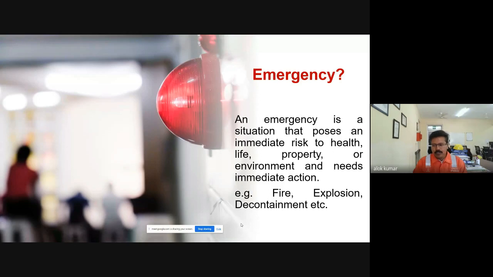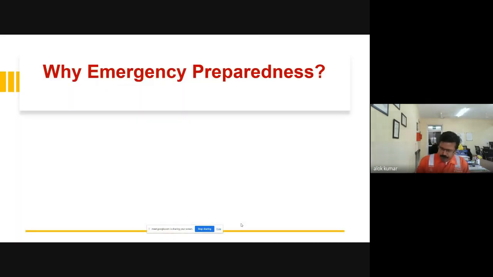The explosion can occur with some shock wave and with a lot of heat energy. And a decontainment is like a chemical or any toxic gas. If it is leaked and goes beyond the premises or beyond the container, it becomes a hazard. And if people come in contact, they can get exposed, and that can lead to disaster and can be life threatening.